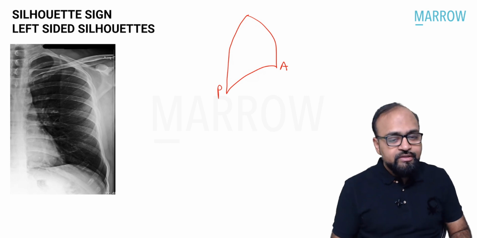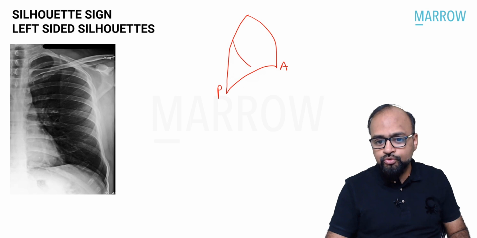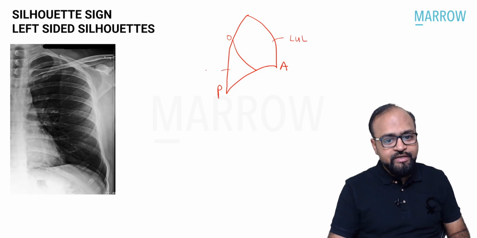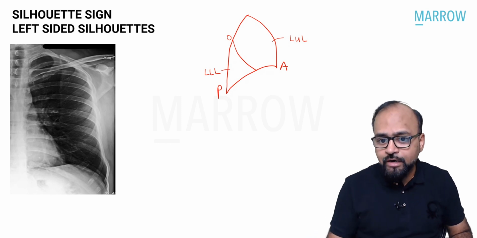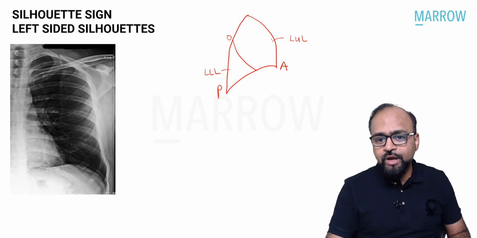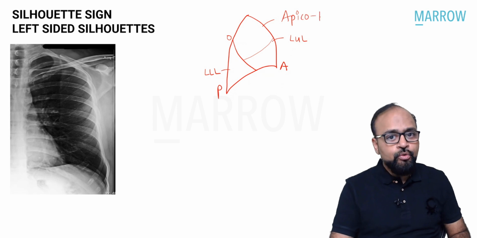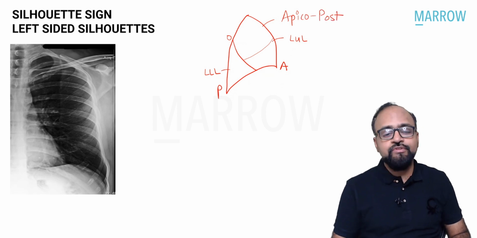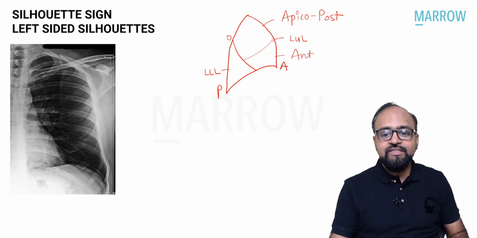On the left side, in the left lung, there is only one fissure, that is the oblique fissure, which runs from posterior superior to anterior inferior. So in front of it, you have the left upper lobe, below and behind it, you have the left lower lobe, right? What are the various segments now? In the left upper lobe, you have a segment which is called the apico-posterior segment of the left upper lobe, and this segment is called the anterior segment of the left upper lobe.